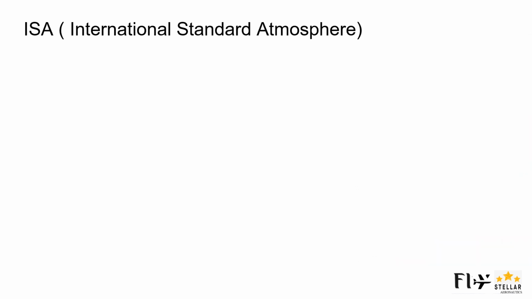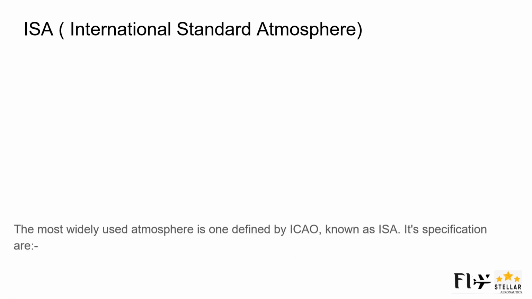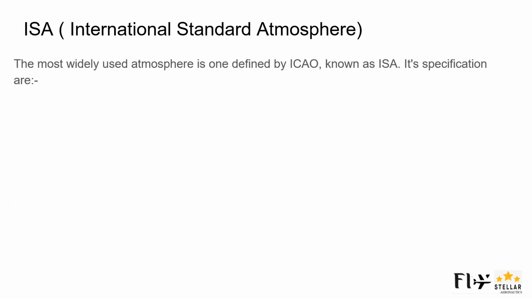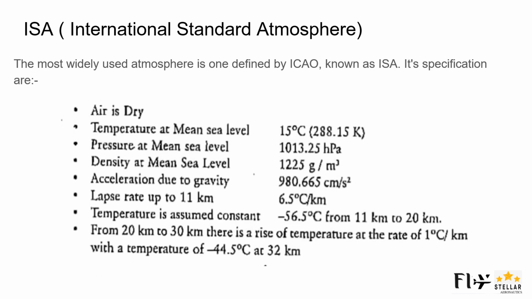Next, which is extremely important, is International Standard Atmosphere, in short ISA. It is the most widely used atmosphere defined by ICAO. Its specifications are: air is dry, temperature at mean sea level is 15 degrees Celsius, pressure at mean sea level is 1013.25 hectopascal, density at mean sea level is 1225 grams per cubic meter, acceleration due to gravity is 980.665 centimeter per second square, lapse rate up to 11 kilometers is 6.5 degrees Celsius per kilometer.